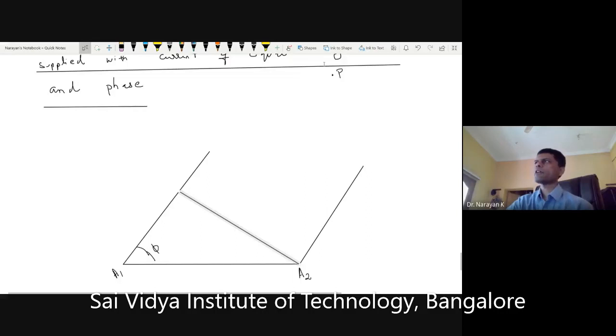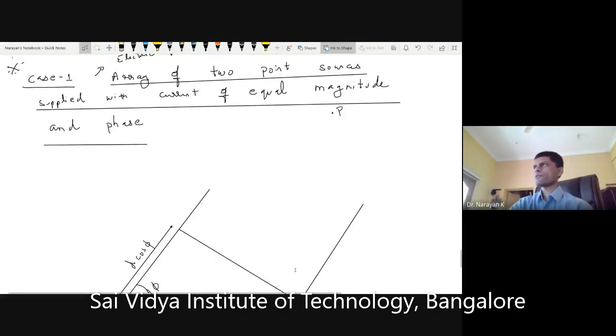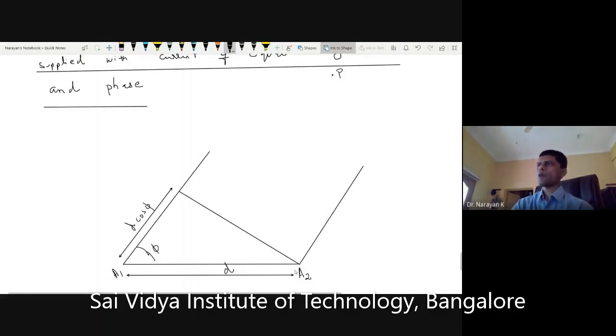Assume this line makes a perpendicular here. So this will be your d cos phi distance. This distance between the point source A1 and A2, I am taking as d. Okay, so this will be your d cos phi, this distance, this one. So suppose from point source A1, the distance is R1 to point P, and from point source A2, this is distance R2 from point P.